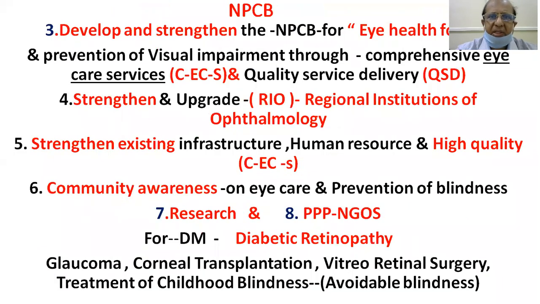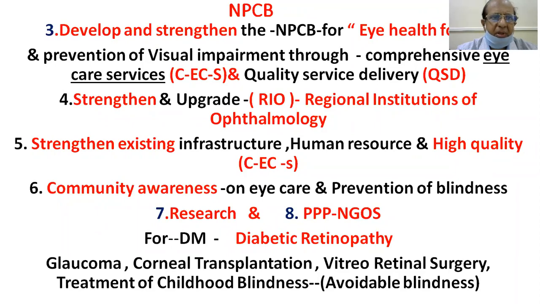Develop and strengthen the National Program for Control of Blindness for eye health, provision and prevention of visual impairment through comprehensive care services and quality service delivery. So these are very important. Not only care, but also quality. Strengthen and upgrade the regional institutions of ophthalmology.